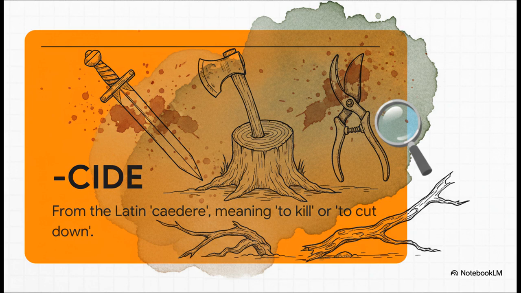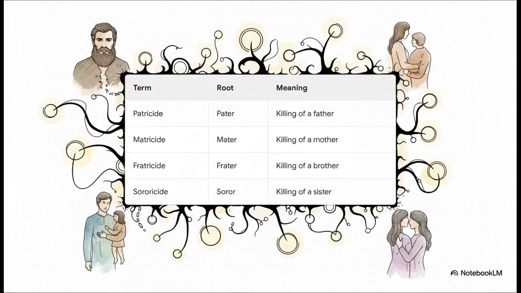So here's the bottom line. Anytime you spot side at the end of a word, you know it has something to do with killing. And what's so cool is how it combines with other roots in a way that just makes sense. For instance, pater is Latin for father, so you get patricide, the killing of a father. Mater is mother, from matricide. Frater is brother, which gives us fratricide. And soror is sister, for sororicide.